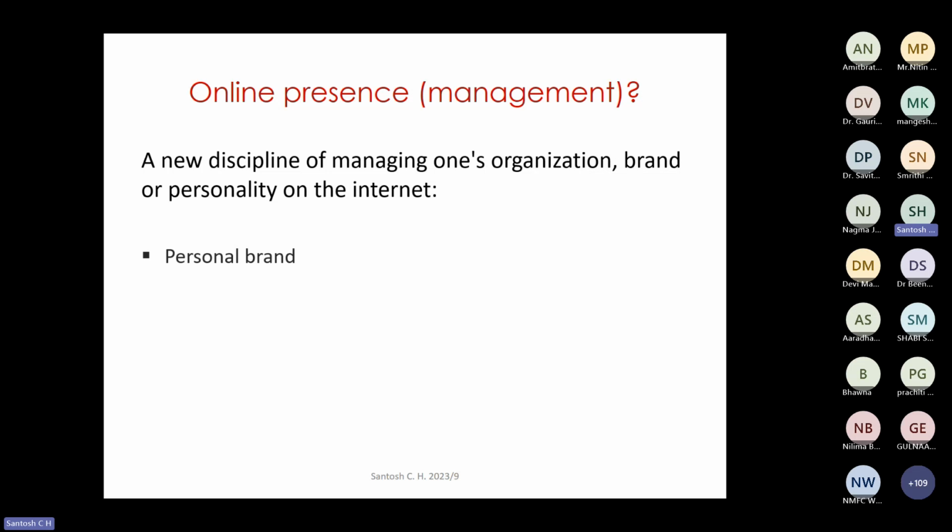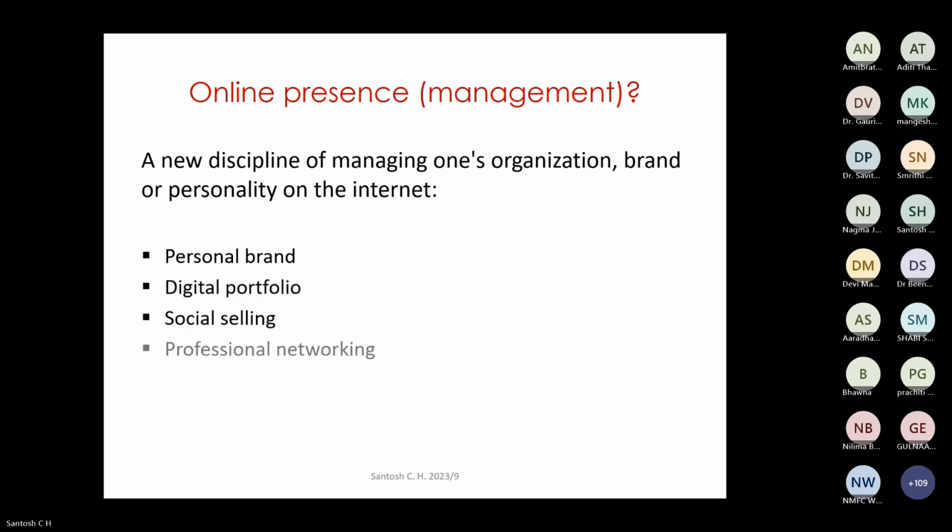So friends, this online presence or online visibility has become a discipline now. It has become a new discipline of managing one's organization or personal brand or personality on the internet. You can see a lot of people using different terminologies or phrases for this particular concept, that is online presence or online visibility or research communication. We are calling it personal branding. When it comes to personal branding, it could be related to an individual or an institution, because you are branding your institute as well. So it is also about digital portfolio building.